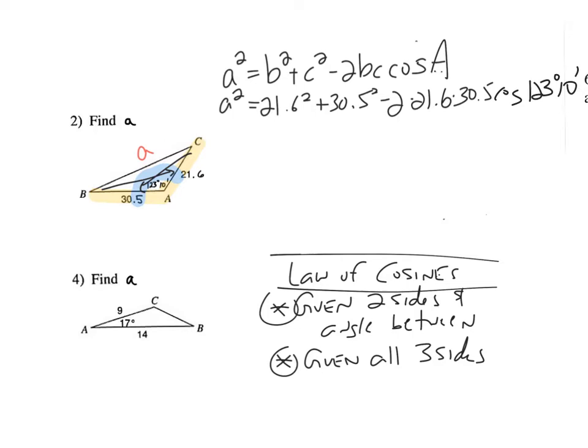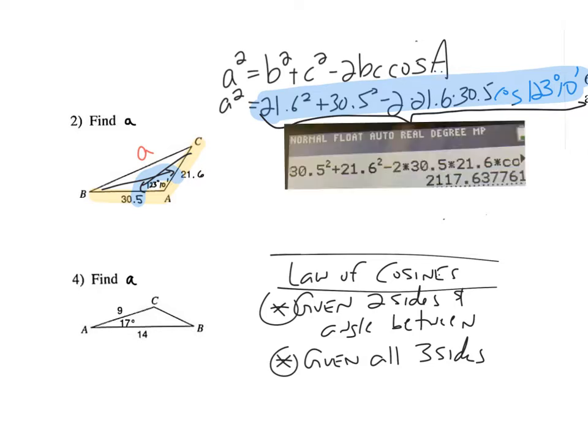So what you're going to do is type in this entire right-hand side of the equation into your calculator exactly as you see it. Don't simplify it at all. Just type in 21.6 squared plus 30.5 squared, and you see the rest. Take a minute, type that into your calculator. If you type this into your calculator correctly, you should have a squared equals 2,117 point, and you see the rest.